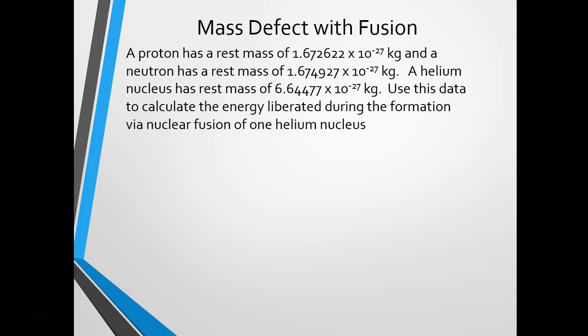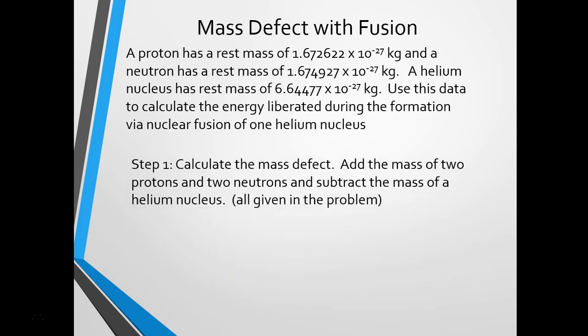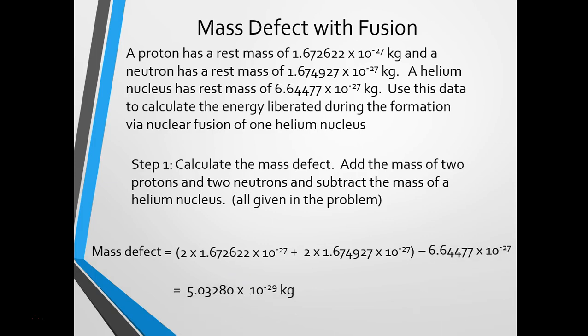So basically it gives us the masses of all the particles and the mass of helium. So we just have to compare the difference between all those masses to find out what the difference in mass is. So the first thing we're going to do is calculate the mass defect. We'll add the mass of 2 protons and 2 neutrons and subtract the mass of the helium nucleus. So we're going to take 2 times the mass of each of those, subtract the helium nucleus, and we get the difference in mass is 5.03280 times 10 to the negative 29th kilograms, a very, very small mass.